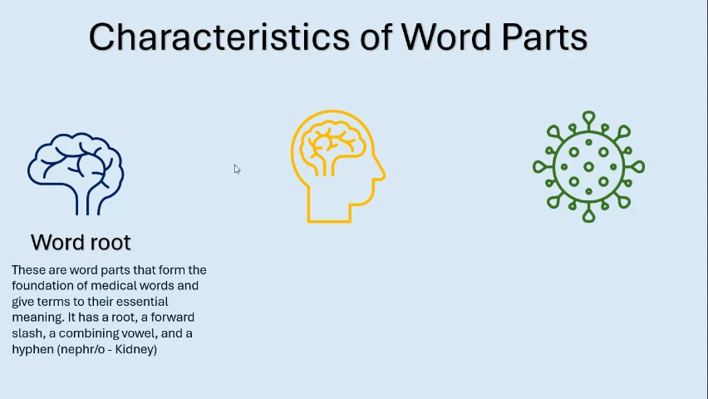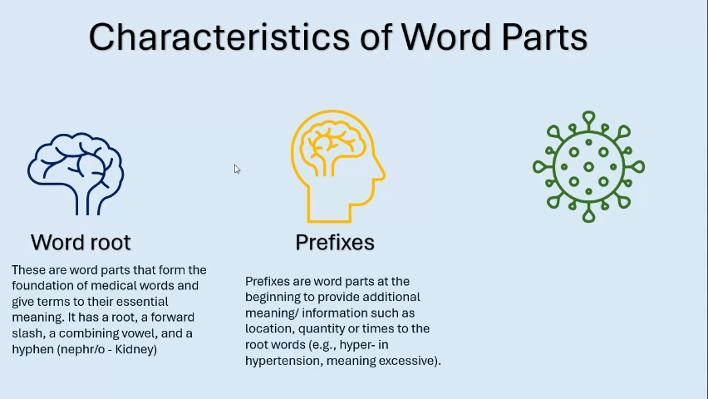The prefix comes at the beginning of a word, and it provides additional information to the specific word in question. This information could be in numbers, location, size, or quantity, depending on the expression. A typical example is the hyper in hypertension, which means excessive. In the next slide, we'll be looking at more examples of these word parts.